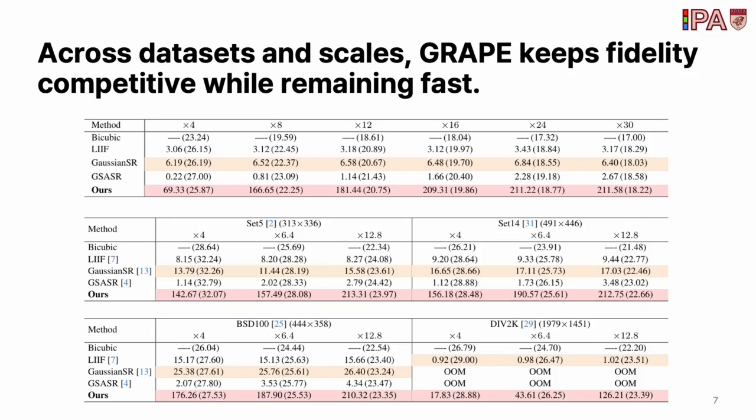Next are the quantitative tables across datasets and scales. Table 1 reports speed on Urban100 over a wide range of integer scaling factors, with PSNR shown in parentheses. Tables 2 and 3 show a consistent pattern on Set5, Set14, BSD100, and DIV2K. GRAPE maintains competitive PSNR while delivering much higher throughput.